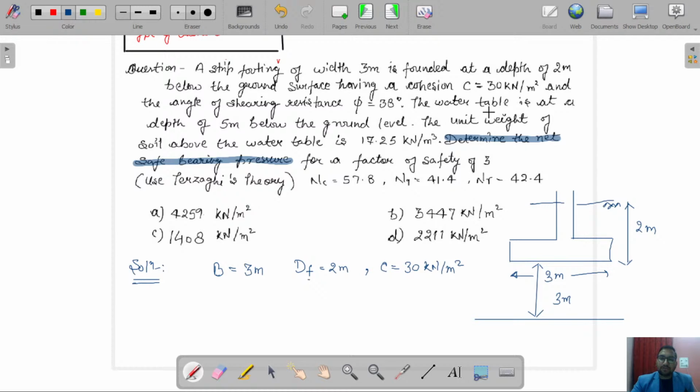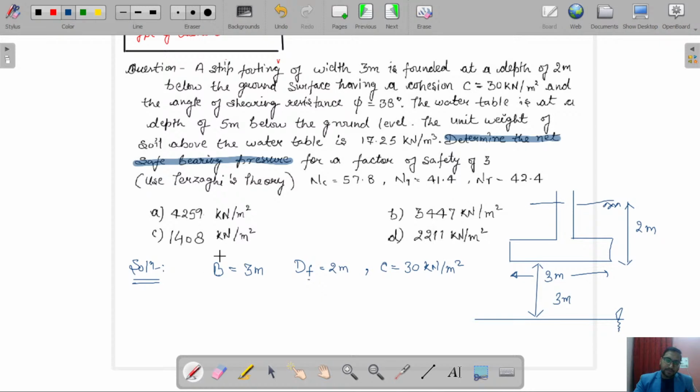Now it is given that the water table is at a depth of 5 meters below the ground level. This is our ground level, and the water table is at 5 meters. It means there will be no influence of the water table on the bearing capacity of this soil, as it is away from the zone of influence.